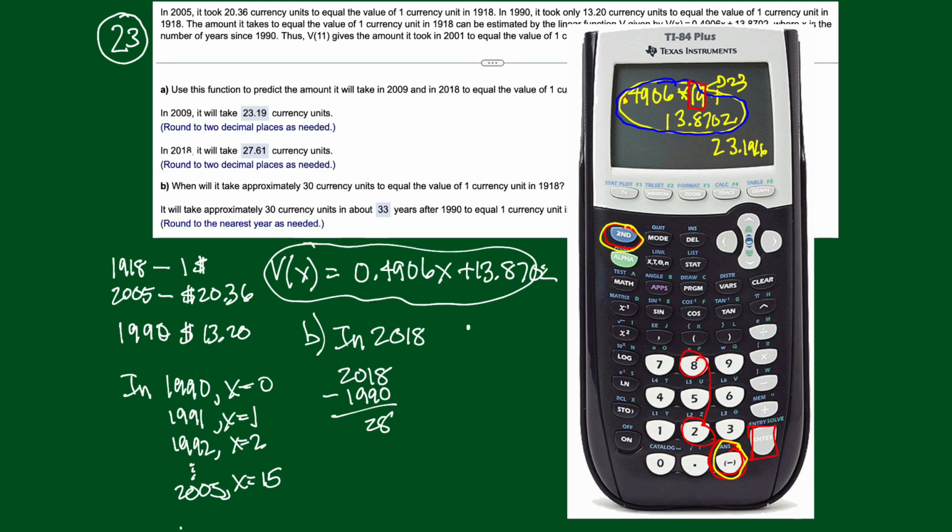Maybe you're getting the same thing. You might have to type it all in again. But I'm getting back this. For V of 28, I am getting 27.607, but because it's money, I want only 2 places. So how about 27.61?